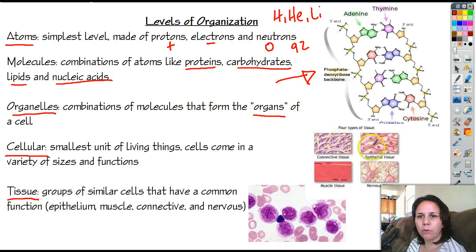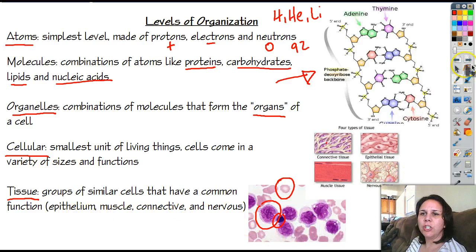And so here are four types of tissues that we find in the human body. We have connective tissue, epithelial tissue, muscle tissue, and nervous tissue. And all of these tissues are made out of cells. These are white blood cells and red blood cells and platelets and things that all make up a special type of connective tissue. So here are the four different types right here.